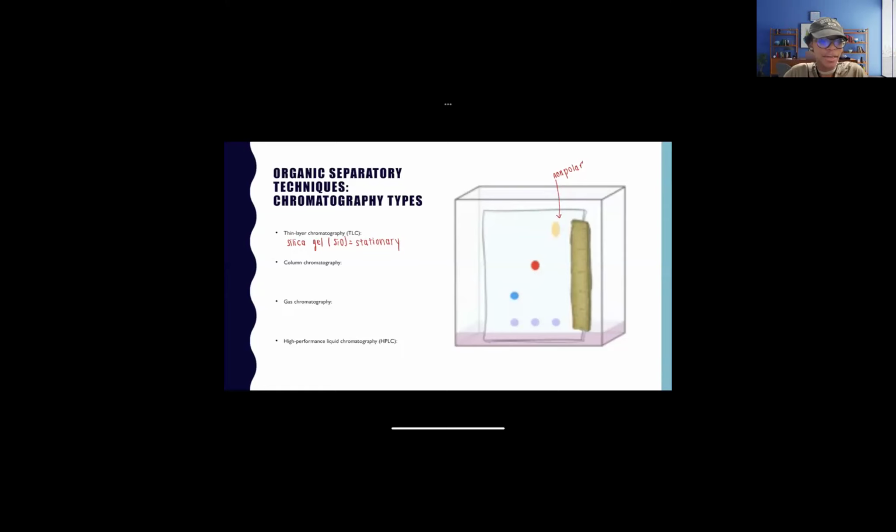The stationary phase for HPLC is typically polar, and nonpolar for reverse phase HPLC. And that one is testable.